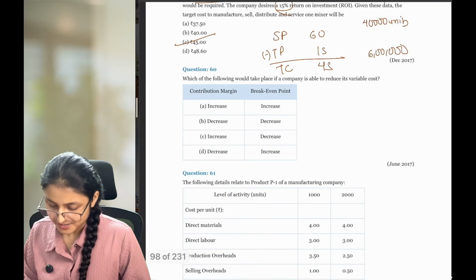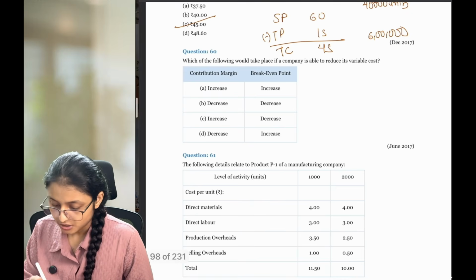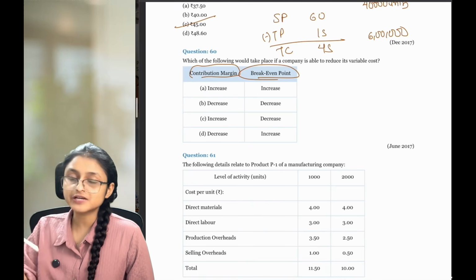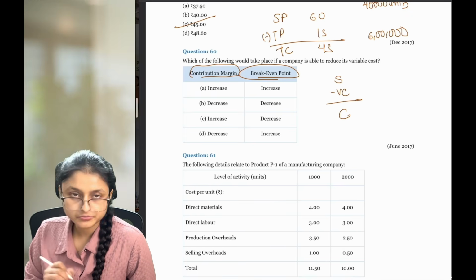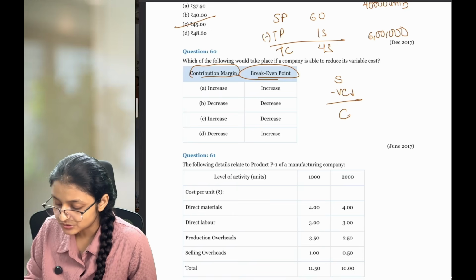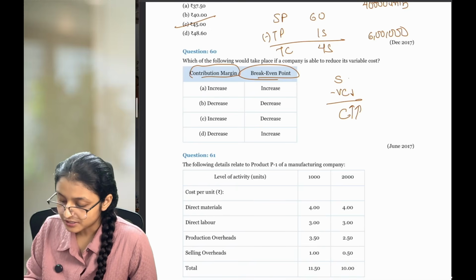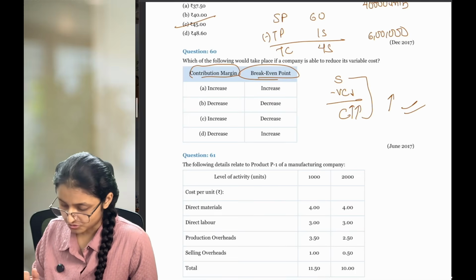Next, which of the following would take place if the company is able to reduce its variable cost? So what will happen to contribution margin and break-even point? If variable cost is getting reduced, everything else remains the same. Sales minus variable cost gives you contribution. So if variable cost is reduced, contribution is going to increase. And if contribution is increasing, your contribution upon sales will also increase. So your contribution margin ratio is going to increase.